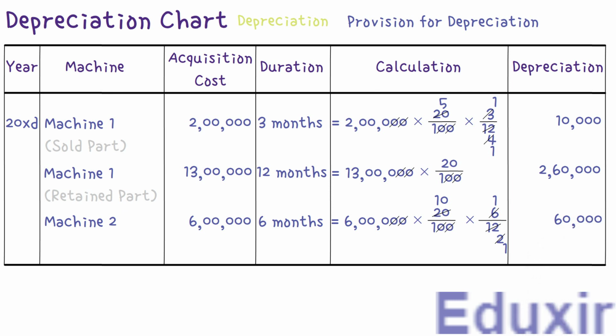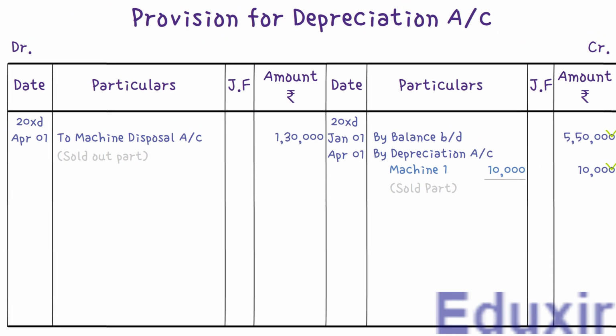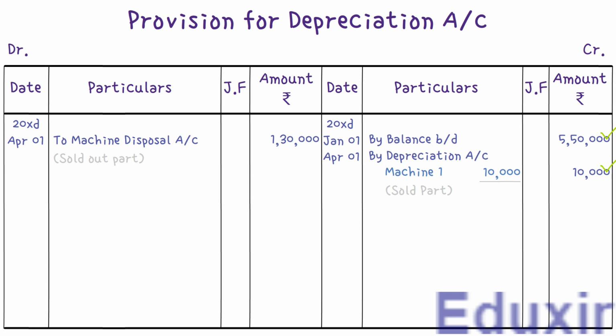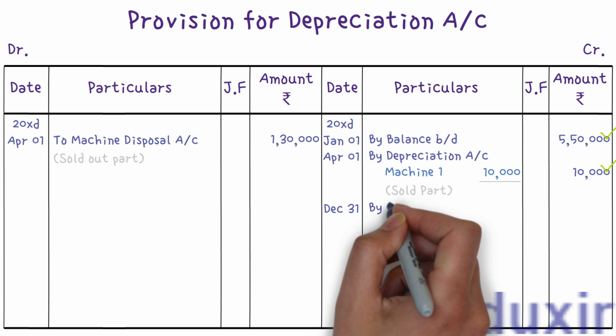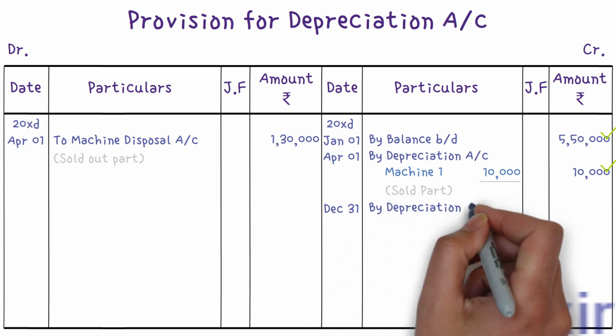As we know, we need to post these depreciations by debiting the depreciation account and crediting the provision for depreciation account. Now, as the preparation of the depreciation account is not in the scope of our problem, let's leave out the debit entry and let's directly post the credit entry into the provision for depreciation account. Let's first write the date in the date column on the credit side. Let's then write by depreciation account in the particulars column.